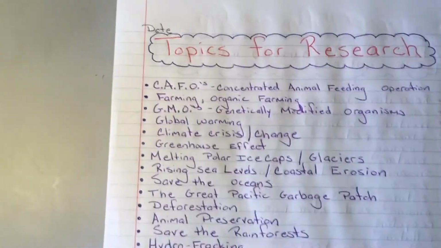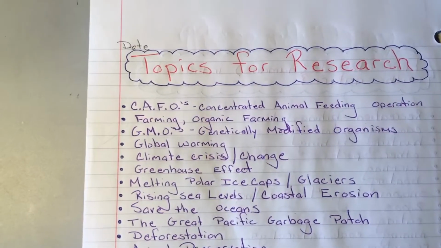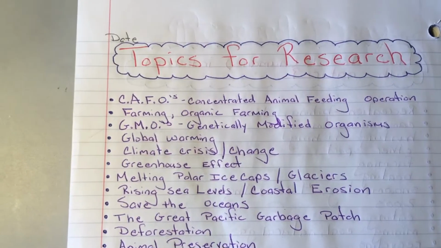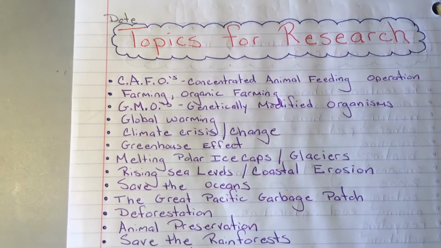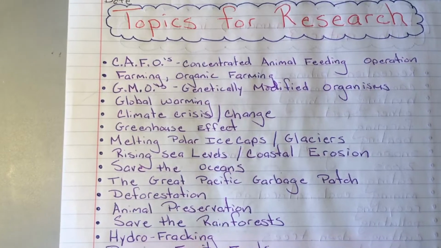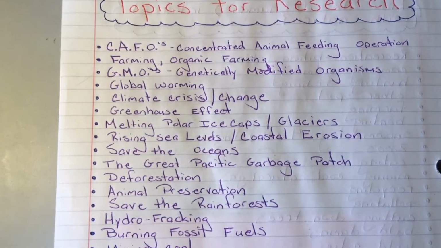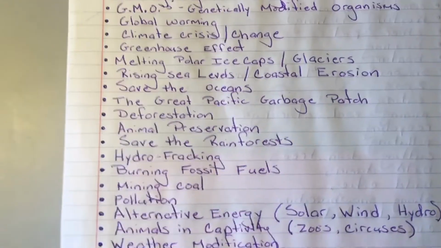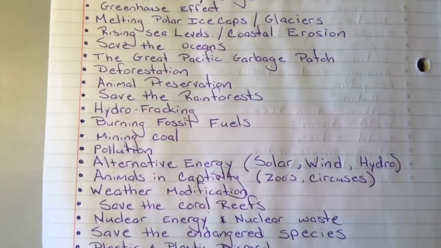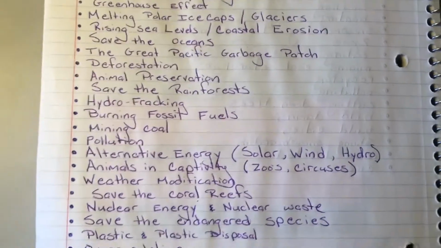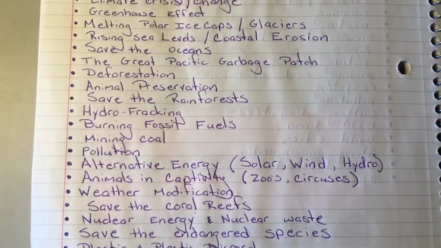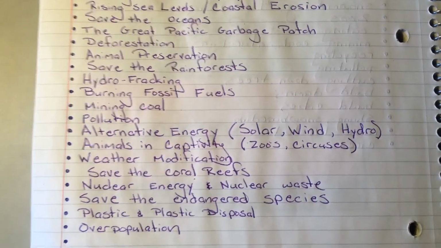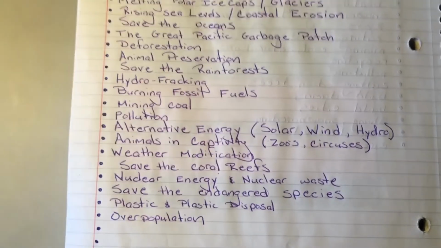And if you look at my list, some of these things include global warming or the climate crisis, the greenhouse effect, the melting polar ice caps and rising sea levels, the Great Pacific Garbage Patch, deforestation and animal preservation, hydrofracking, the burning of fossil fuels, mining coal and pollution, alternative energy like solar and wind and hydro. Nuclear energy and nuclear waste are on the list. Plastic is a big one, and plastic disposal, and topics like overpopulation.